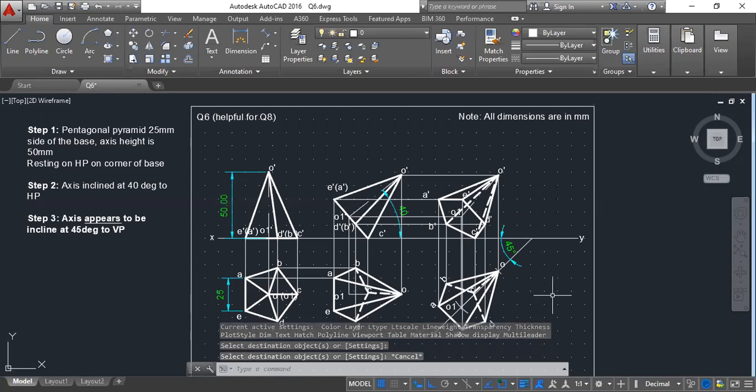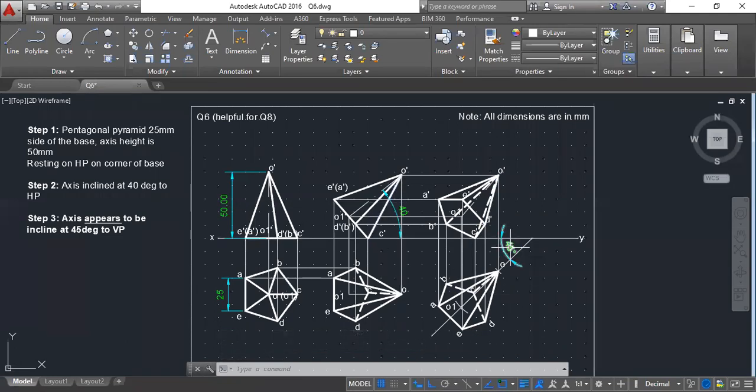So what are the dimensions that we are supposed to give? First, the size of the pentagon, then the axis height, inclination with respect to HP, and inclination with respect to vertical plane. So if you are done with this, your problem is done. Okay. So it's very simple. Here, we did not do any apparent inclination method because they have already given the apparent inclination. If they did not give it, then we have to find the apparent inclination and then we have to do it. So if you know this question number 6, it will be helpful to solve question number 8 also. Okay.